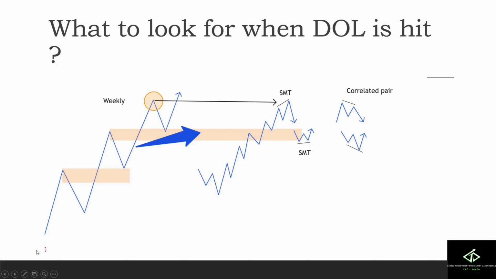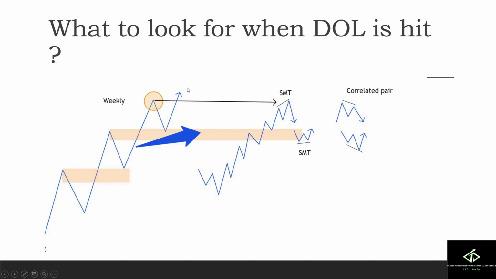So suppose this is the weekly move. Once the weekly swing high is taken out, what do we do? We go for the intermediate time frame, which for the weekly is the 4 hours, right? So after this swing high has been taken, we will look for what? An SMT on the 4 hours with the correlated assets.